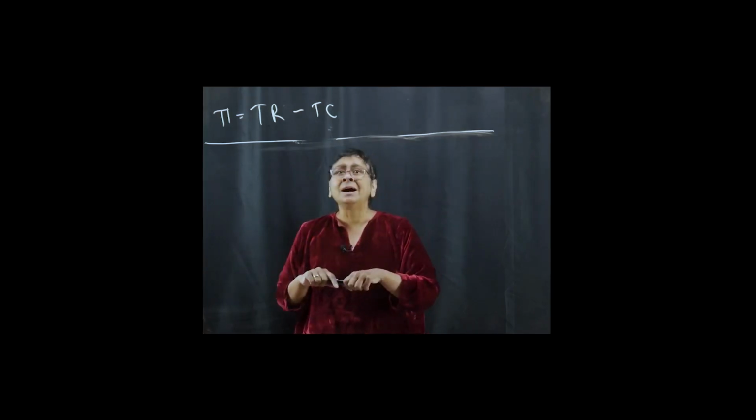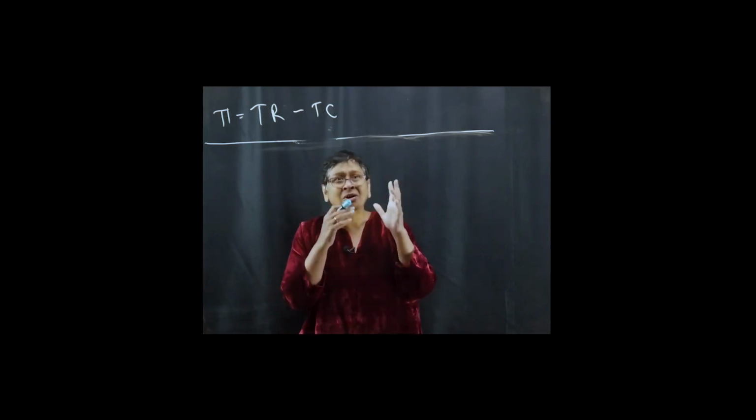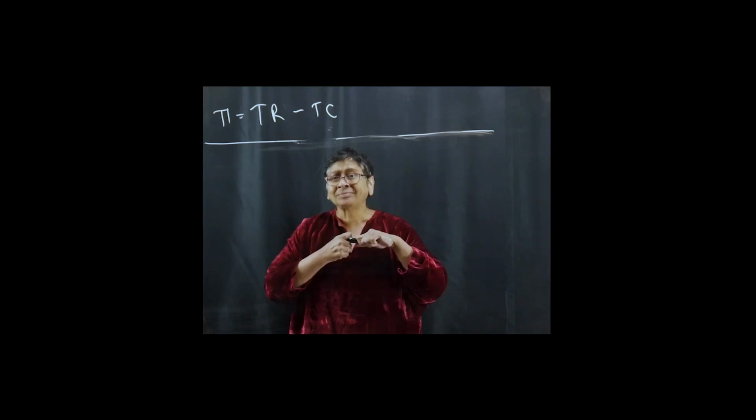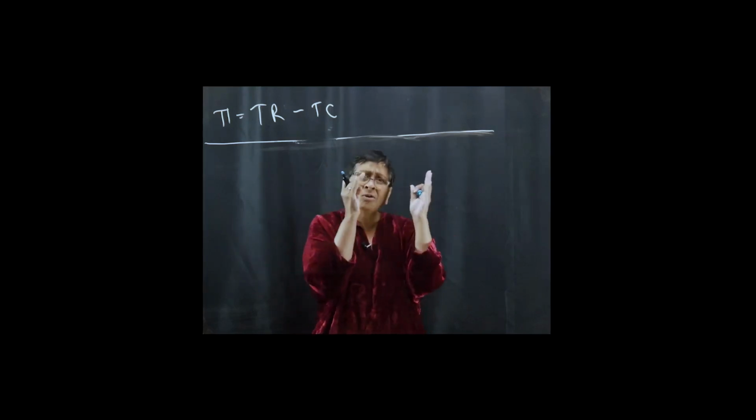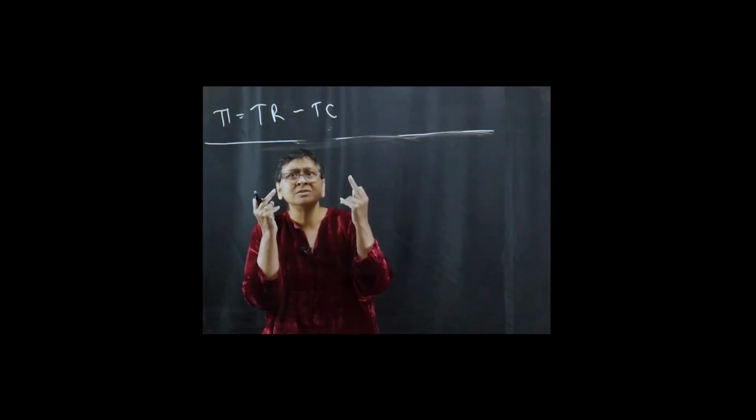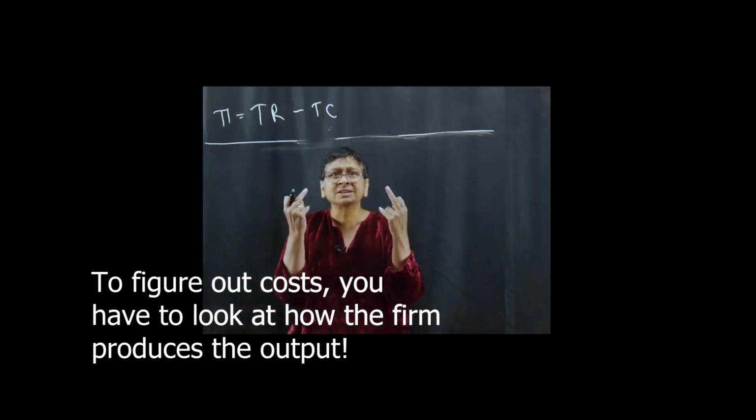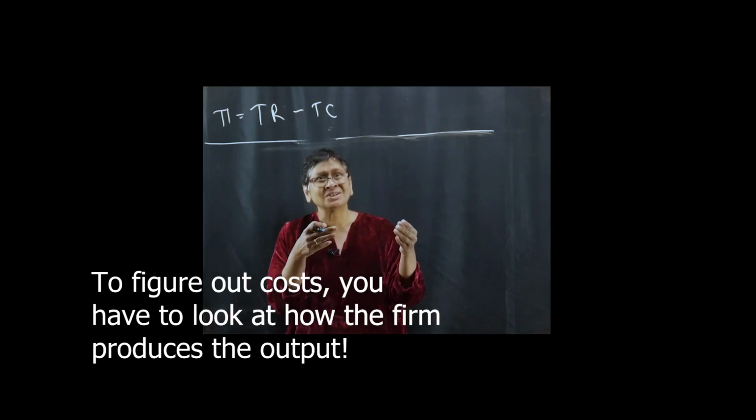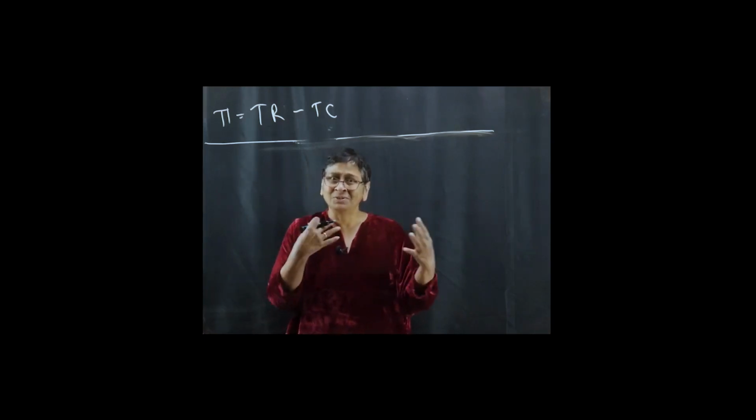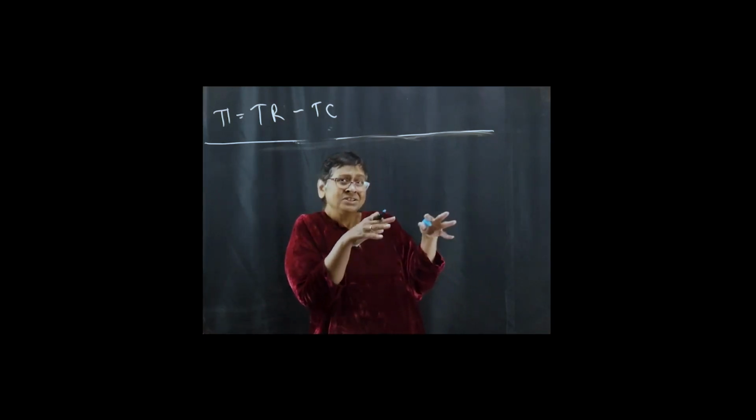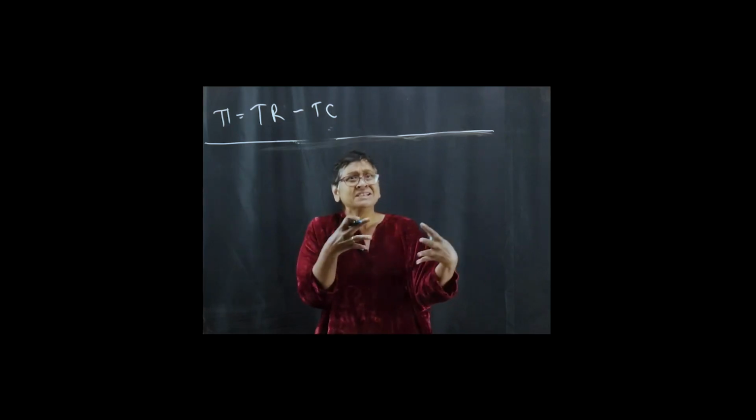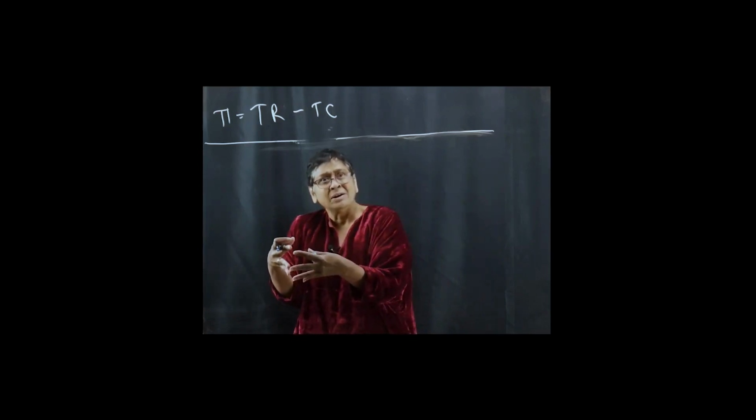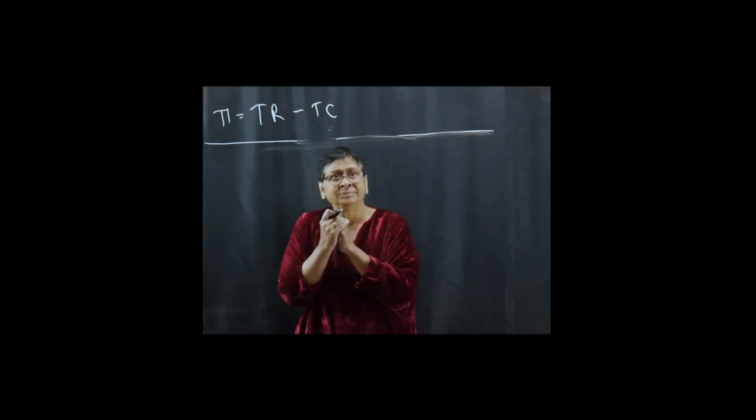So we are now moving to the cost side, right? And so when we start thinking of the cost side, you've got to remember that to figure out costs, I have to look at how the firm produces the output, right? So what the firm's doing is it's taking inputs and putting them together to produce an output that it is going to sell, all right?